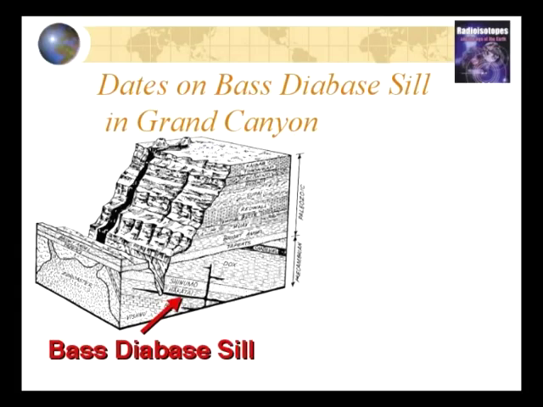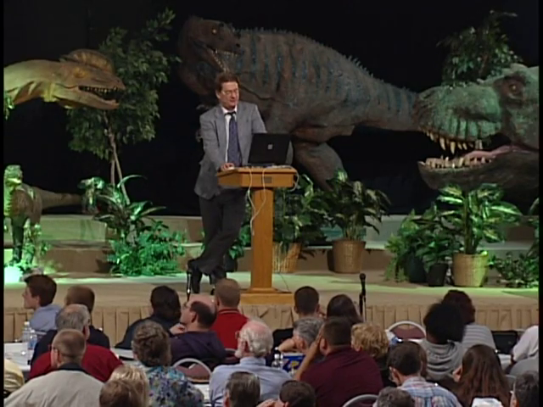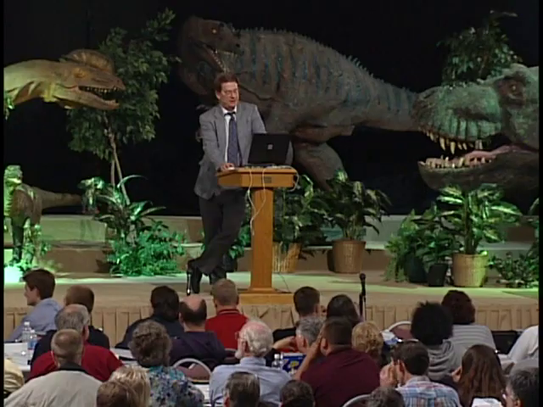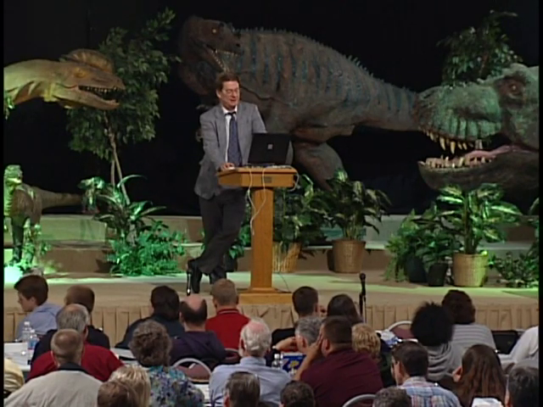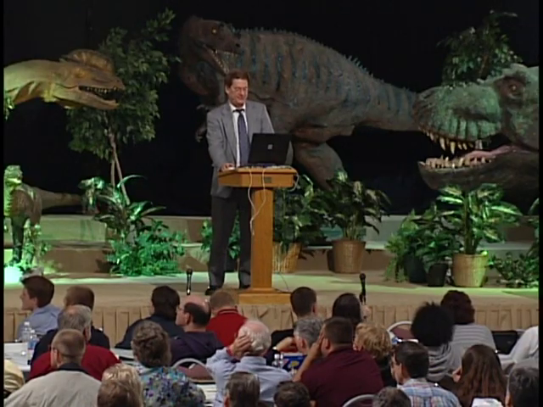Dates on the Bass Rapids Diabase Sill in Grand Canyon. There you see the Grand Canyon block diagram. And one of the units down in the bottom of the Grand Canyon here is the Diabase Sill, this Diabase intrusive in the Hakatai Shale. And I've been able to collect that with Dr. Andrew Snelling. We have sampled that, and together we are measuring the isotope ratios of various rocks, about 11 different rocks, and minerals, up to 7 minerals per rock in the Bass Rapids Diabase Sill.